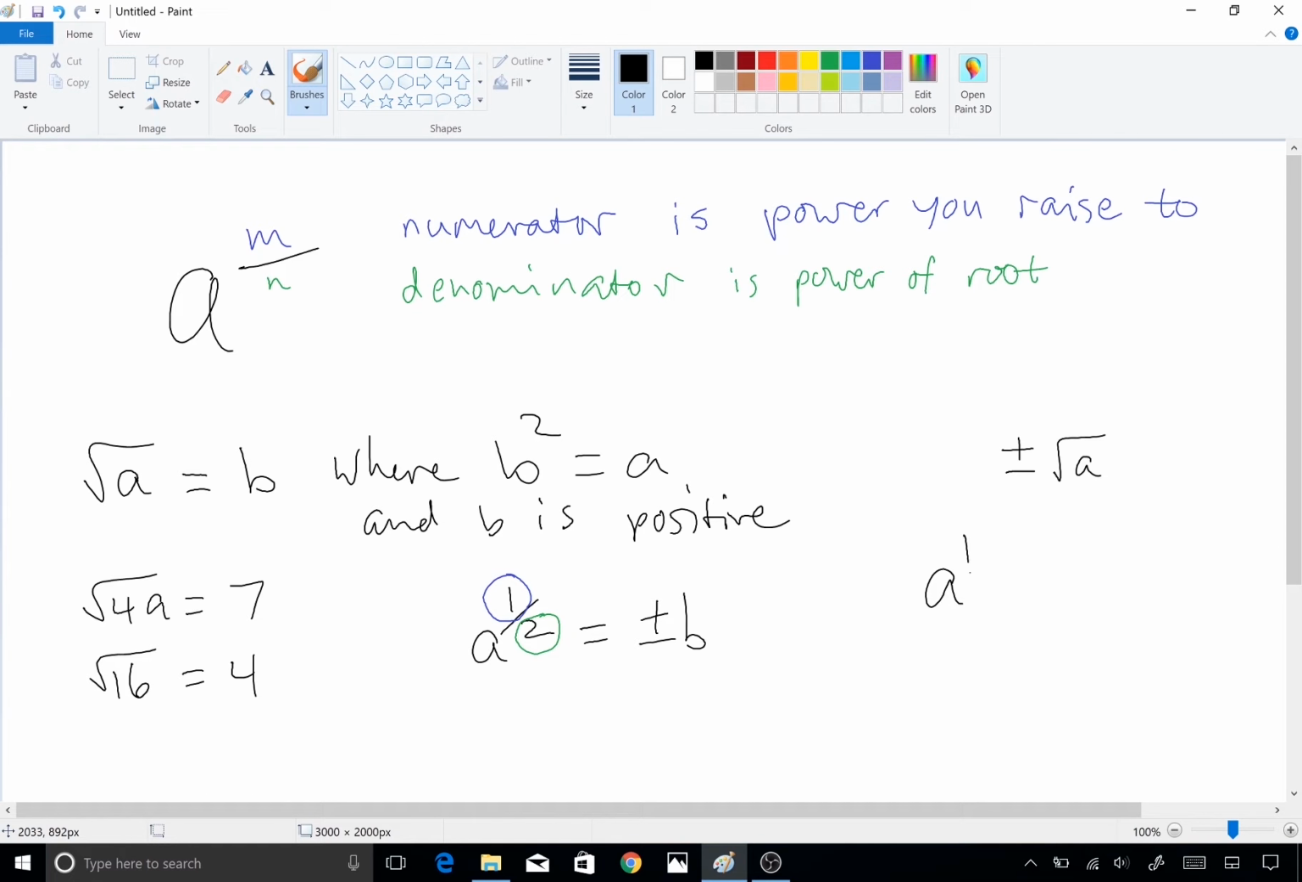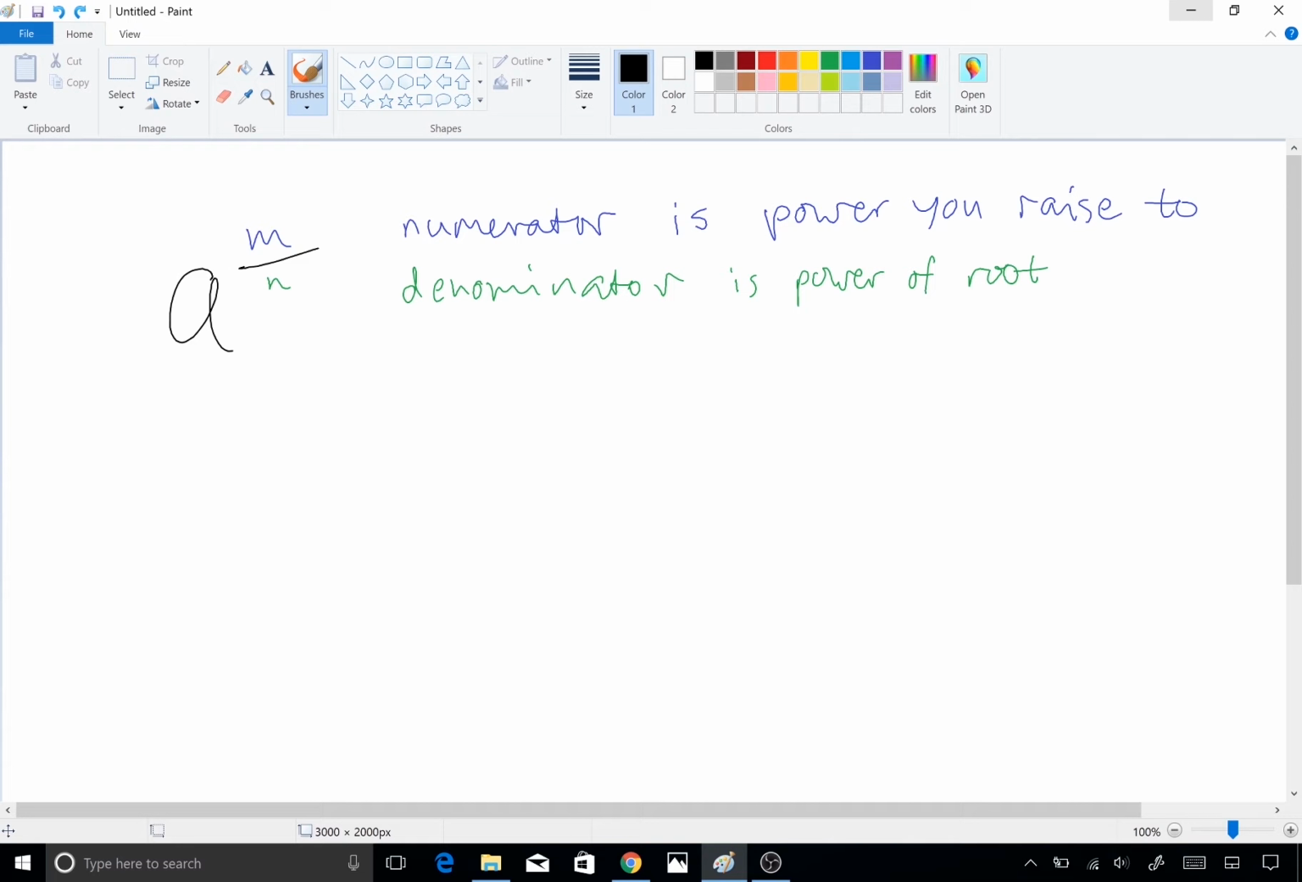A to the 1/3 would be the cube root of a. If a to the 1/3 equals b, then b cubed equals a. So for example, 27 to the 1/3 would be 3, because 3 cubed equals 27. We're taking the third root. If the numerator is not 1, then we have to raise the root to that power. So if I want 27 to the 2/3, that means take the third root and square it. It doesn't matter what order you do this in.